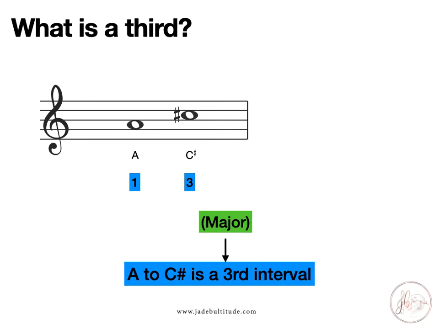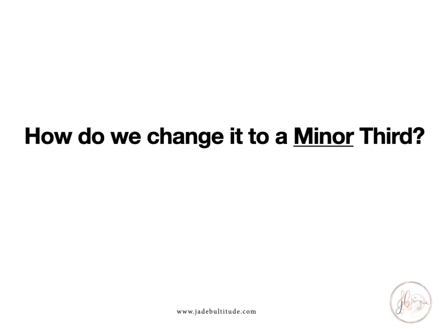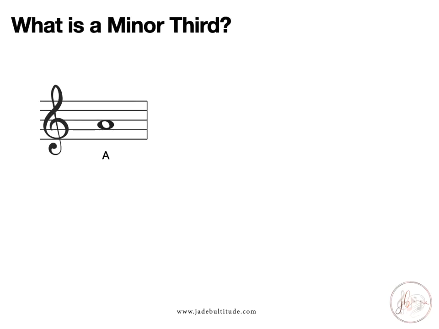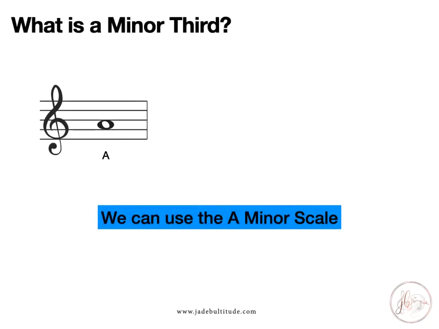So how do we change this to a minor third? Let's write out the A minor scale. It's important to note that in a minor scale, the third is always a minor third. In a major scale, the third is always a major third. So let's write out that A minor scale.